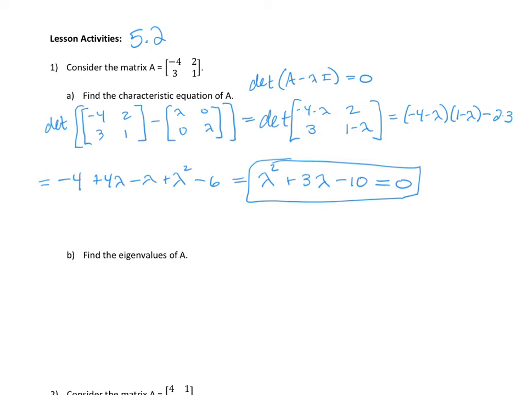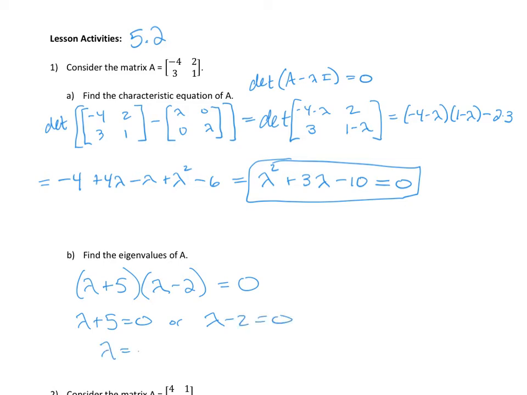To find the eigenvalues of A, we solve the characteristic equation. So this is factorable to lambda plus 5 times lambda minus 2. Then you set each factor equal to 0, and we get lambda is -5 and lambda is 2. Those are my two eigenvalues, -5 and 2.